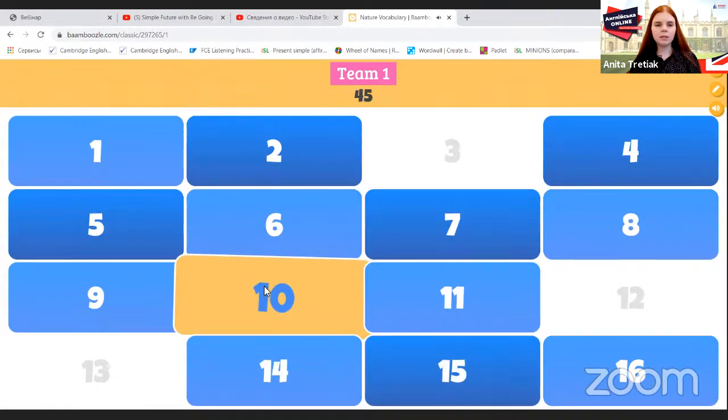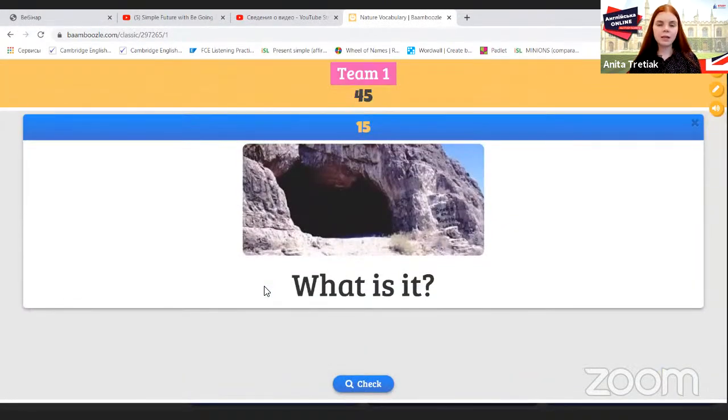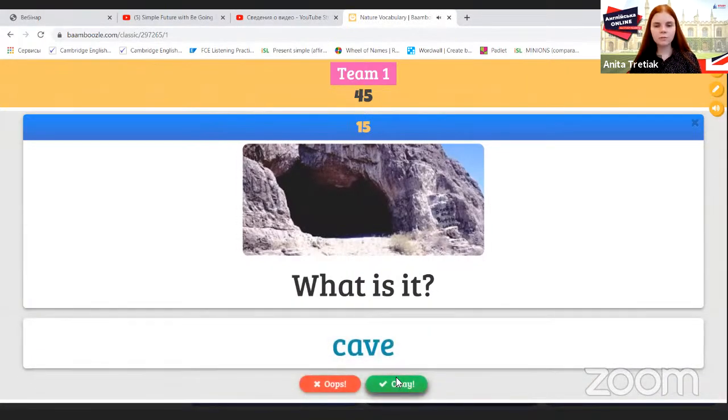I want to pick number 10 here. What is it? You guys know that's a little bit more difficult than the previous words. I'm sure you can do this. This one, you think it's a cave. All right then. And that's true. Nice.